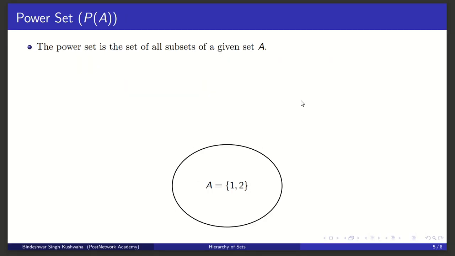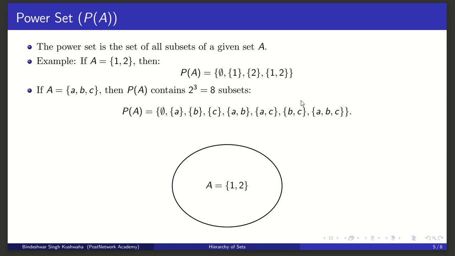Power set is the set of all subsets of a given set. So example, if a set is A = {1, 2}, there are 4 elements in the power set: empty set, {1}, {2} and {1, 2}. And if A is {A, B, C}, there are 8 elements. So the power set contains 2 to the power n elements. If a set contains n elements, the power set has 2 to the power n subsets, so for 3 elements, 8 subsets, you can say that.